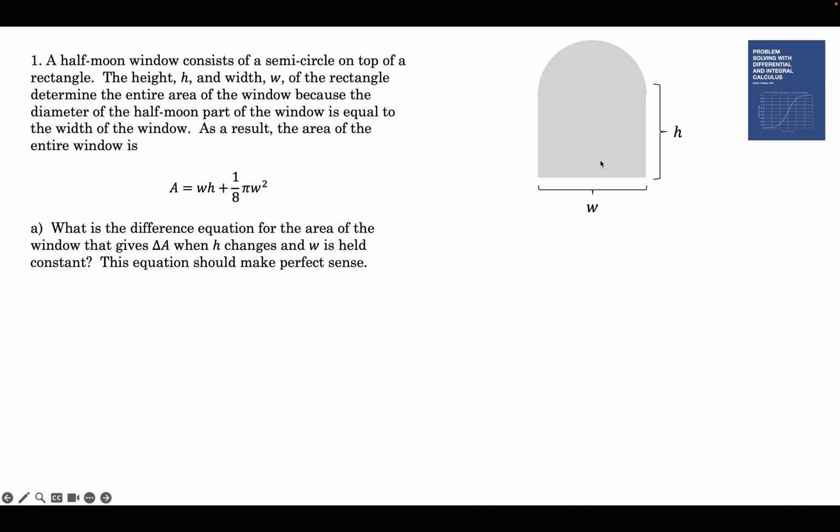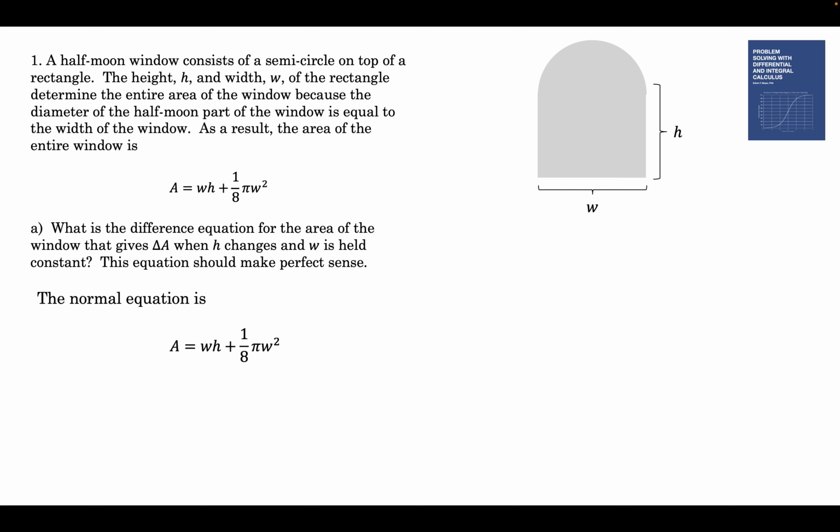So the area of this window is wh, which is the rectangle at the bottom, plus 1/8 pi w squared, because that's the diameter. That's the area. What's the difference equation for the area of the window when h changes and w is held constant? So we're holding w constant and we're changing h.